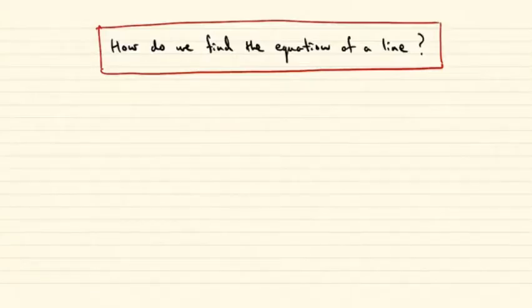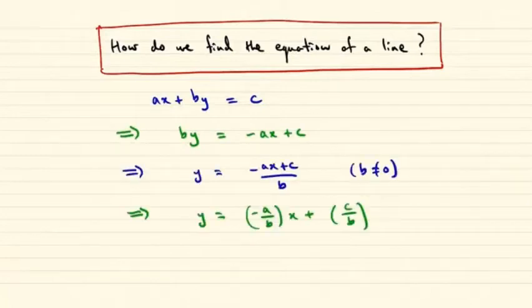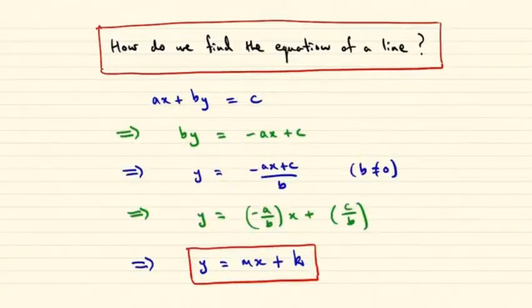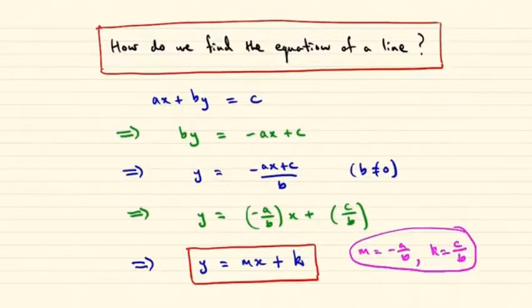But how do we find the equation of a line? Well, the general form ax plus by equals c can be transformed in a few steps into the form y equals mx plus k, where m is equal to minus a on b and k is equal to c on b, provided the constant b is non-zero.